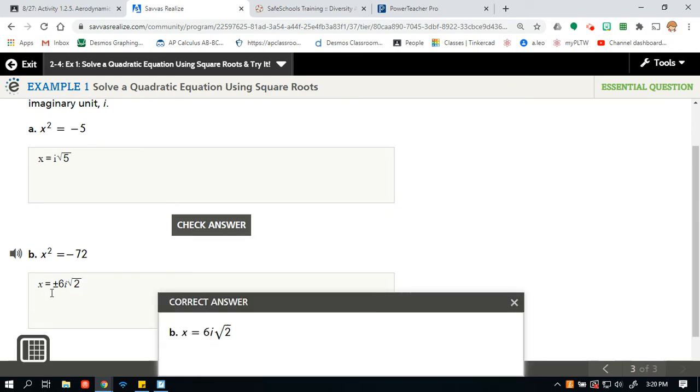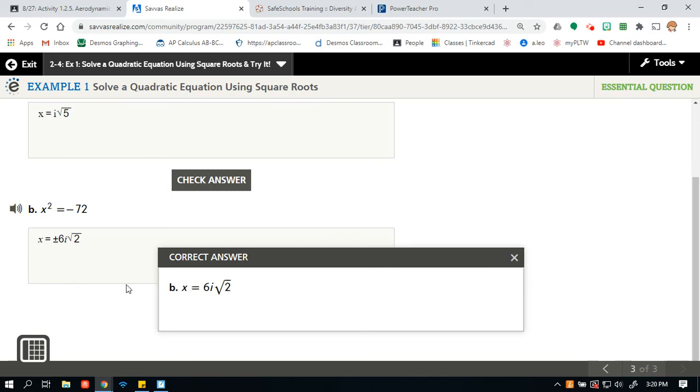So technically it is plus or minus because when you take the square root, it's supposed to be plus or minus. So x equals 6i square root 2. That's what I have. It looks like they're not accepting a plus or minus. It is technically a plus or minus, but this is the reduced form.